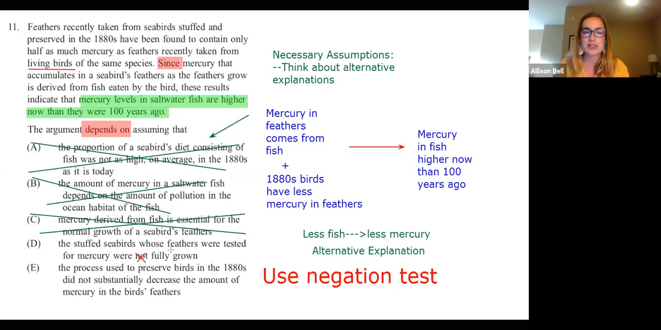If the stuffed seabirds were fully grown and the living birds were not, or vice versa, then we might start thinking about, okay, maybe a bird has just had longer to accumulate mercury in its feathers compared to the other group. But it doesn't actually tell us in terms of the living birds whether they are fully grown or not. So I can't decide whether this would help or hurt the argument or whether it would affect it at all. So the negation test shows us that answer choice D doesn't have a clear impact on the argument.